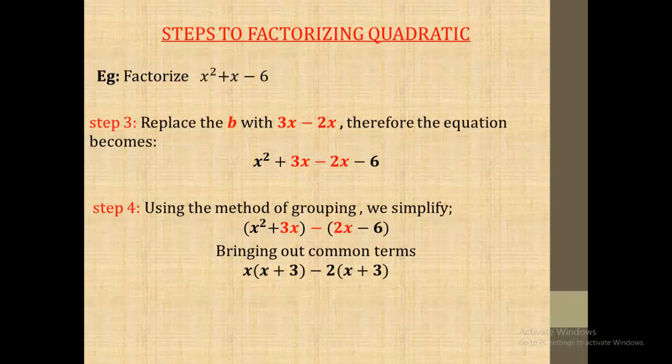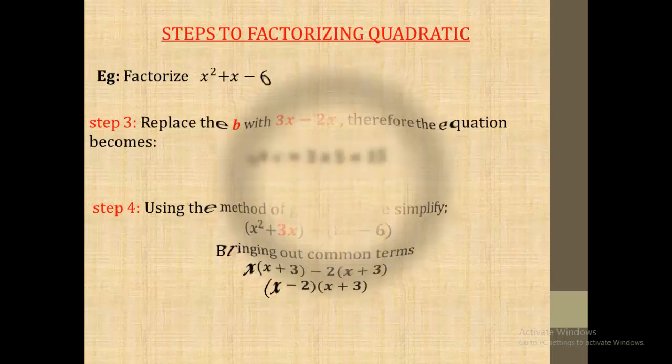Since our two brackets are the same, what we have outside, that is the x and the negative 2, will also be put into one bracket. So this is the final answer when you are factorizing. Now, this is just the first example, and the understanding may not be that clear, so let's look at our second example.